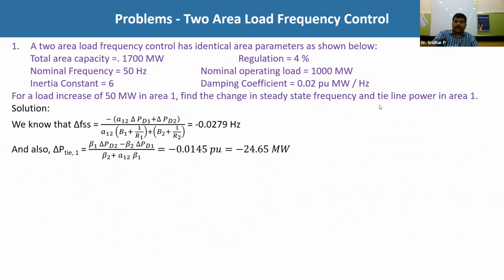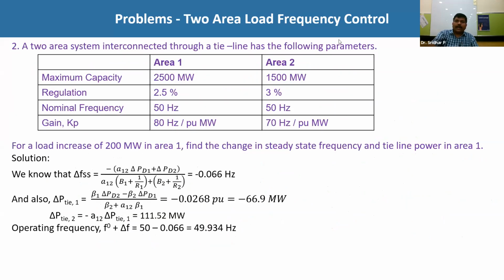Second problem is exactly the same, but it is not identical in nature. A two area system interconnected through a tie line has the following parameters. Area 1 he has clearly mentioned separately, and area 2 also separately. But in the previous case, instead of area 1 and area 2 separately, he said that these two are identical in nature. Identical area means beta 1 is equal to beta 2 and a12 is equal to 1.